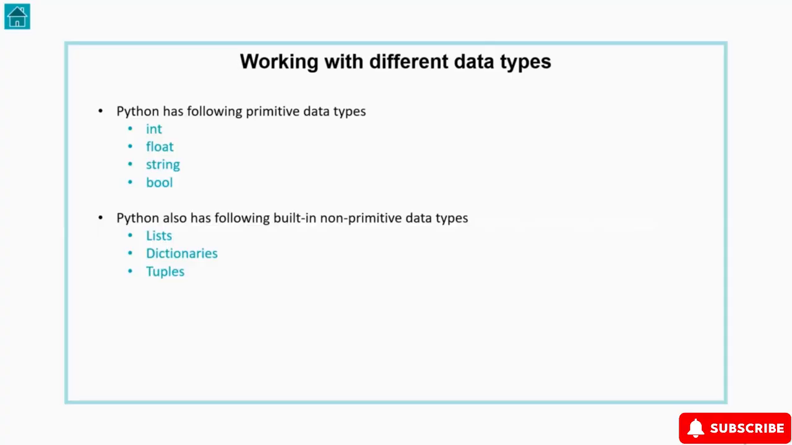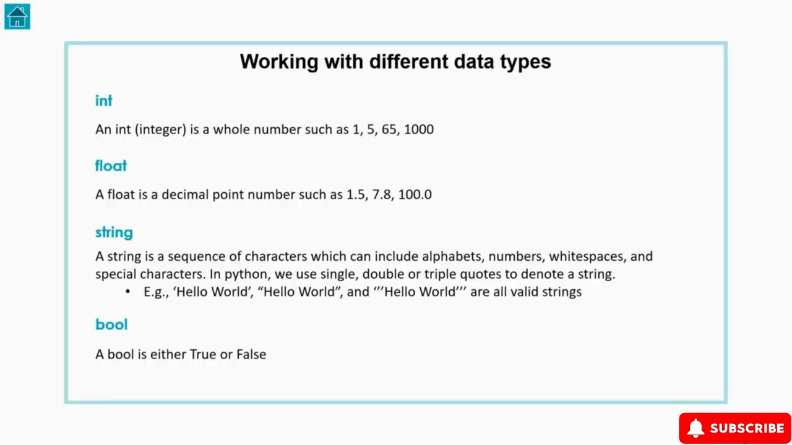Python has 4 primitive data types, 2 numeric, which are int and float, and 2 non-numeric, which are string and boolean. Python also has some built-in data structures or non-primitive data types, including lists, dictionaries, and tuples. Let's quickly revise the primitive data types. An int is an integer or whole number. A float is a decimal point number.